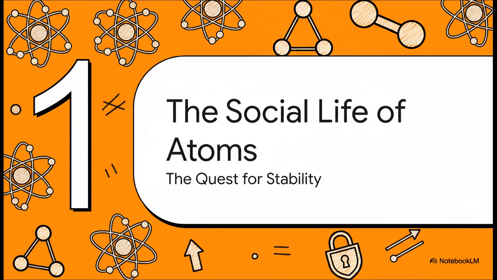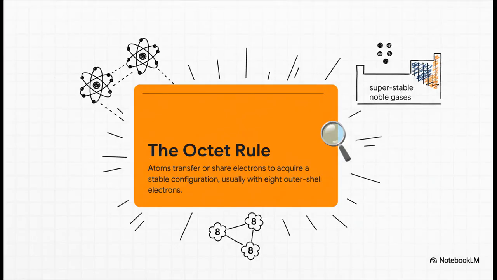All right, so to really get this, you have to think about atoms like tiny little individuals. And they all want one thing above all else: stability. They're basically just trying to find their happy place. And that happy place, that ultimate goal, is all about something called the octet rule. It's the golden rule of chemistry.